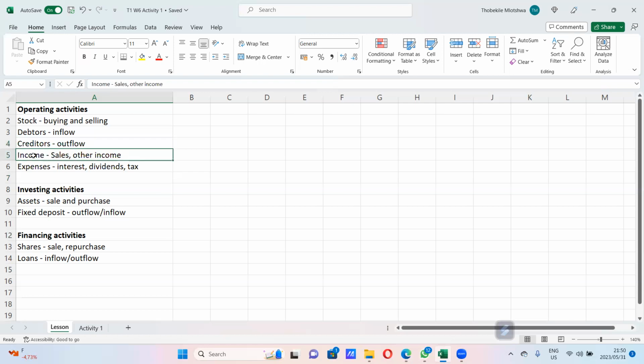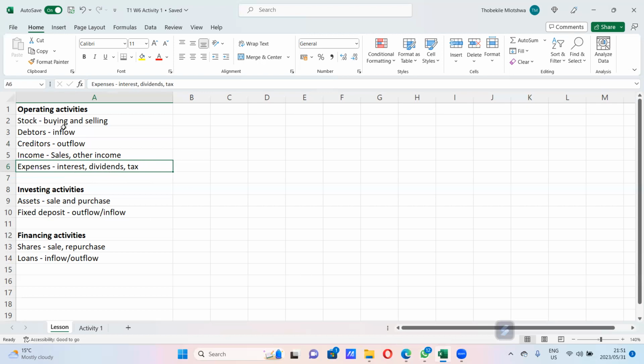And then the income, still under operating activities, will be the sales and any other income, like if they're renting property and getting the rentals in from the tenants, that's also income. And then expenses, all expenses really, but we normally focus on interest, dividends, and tax, because the rest of the expenses are taken into consideration when we take the net profit, because the net profit already is income minus expenses. So all this income and these expenses are taken care of in the net profit. These extra ones come after profit, so we deal with these ones.